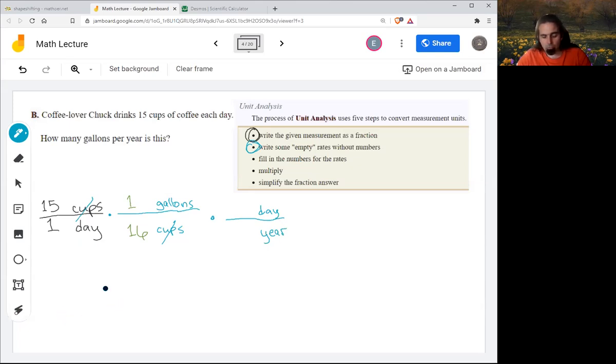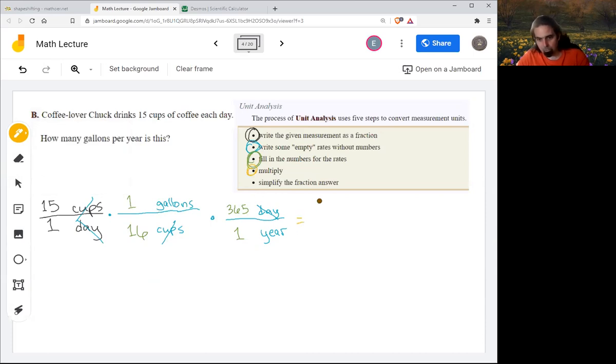So first I'm thinking I want day on top because day is already on the bottom. So to cancel it out, I want 1 on the top. Then I'll put in my numbers. There's 365 days in 1 year. So once again, if it helps you, you don't have to think of it this way, but these are just equal to 1. They're the same on the top and the bottom, and that makes fractions equal to 1. Okay, now I've done those steps. It's time to multiply.